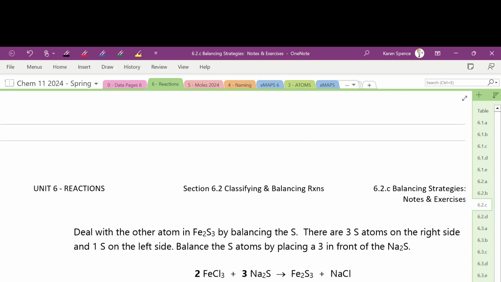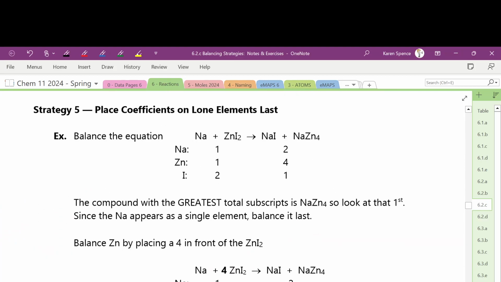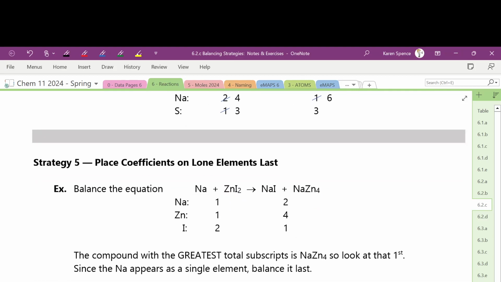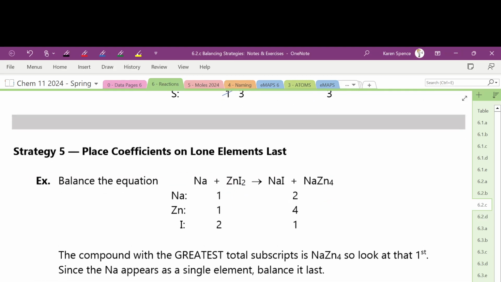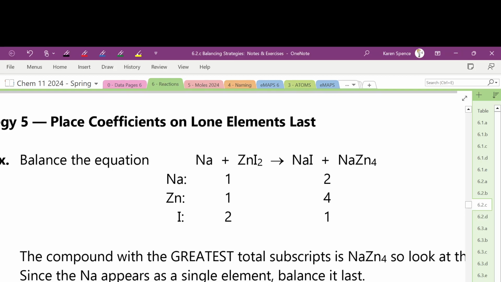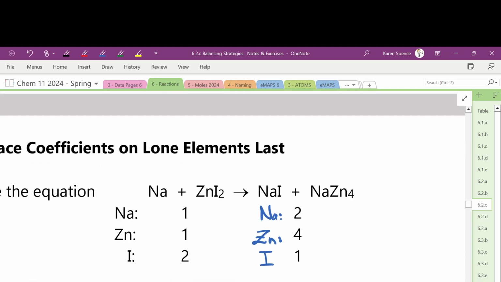There's just one example. Strategy 5. We're going to do strategy 5. Because here we have one that's a compound and a compound. We are going to utilize strategy 4, which is balance the most complicated one first. Who is the most complicated compound here? NaZn4, because the 4 is really big.